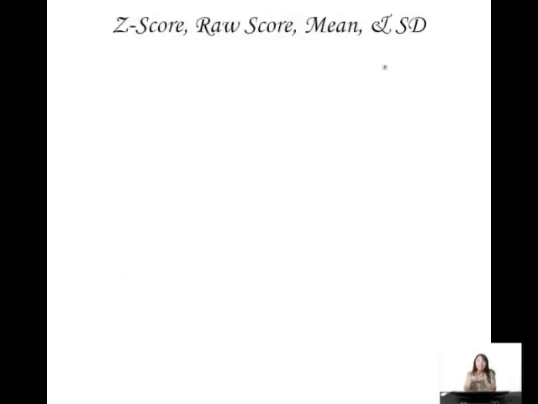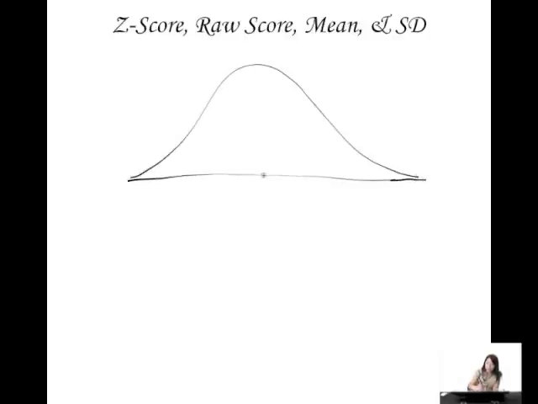All right, so now let's talk about the z-score, the raw score, the mean, and the standard deviation, and the relationship that they have to each other. Before, we really did it in a very sort of intuitive way. For instance, if our mean was 10, and our standard deviation is 5, right?